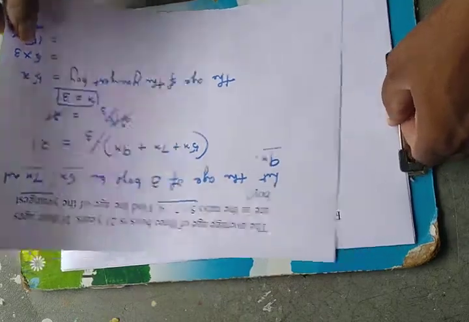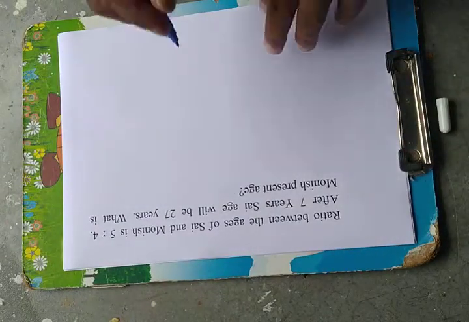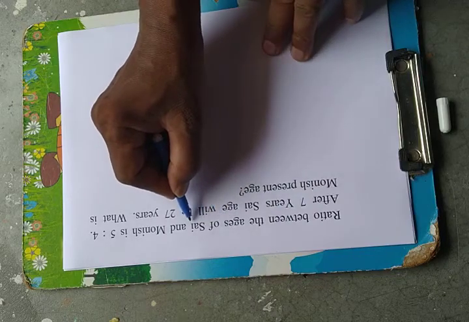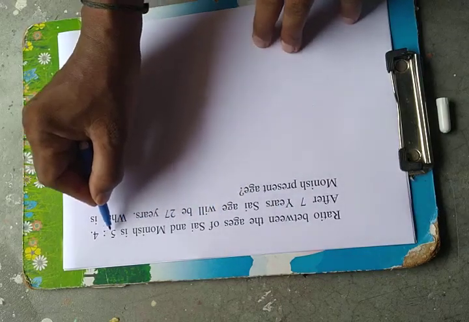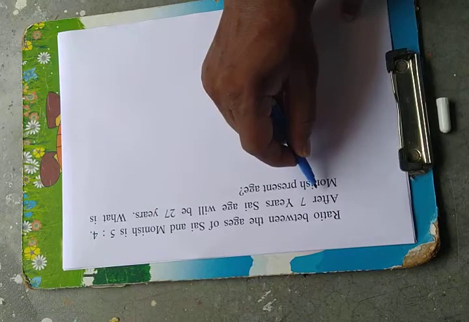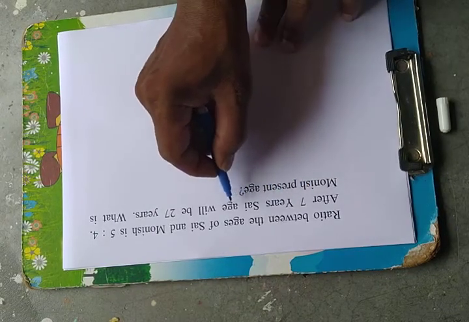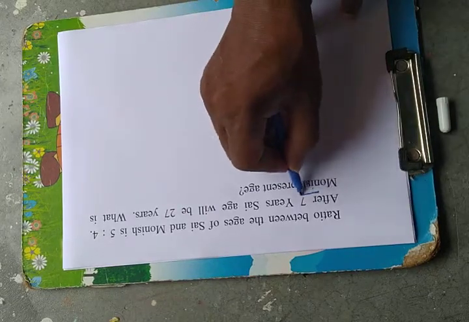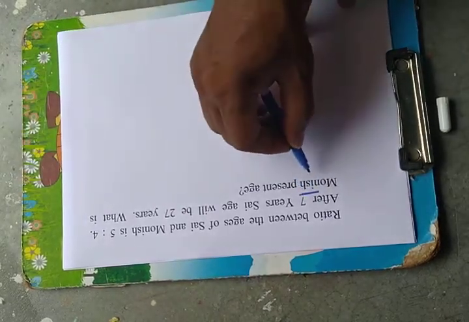The continuation of the age problem. The ratio between the ages of Soy and Monish is 5:4. After 7 years, Soy's age will be 27 years. Okay, what is Monish's present age?